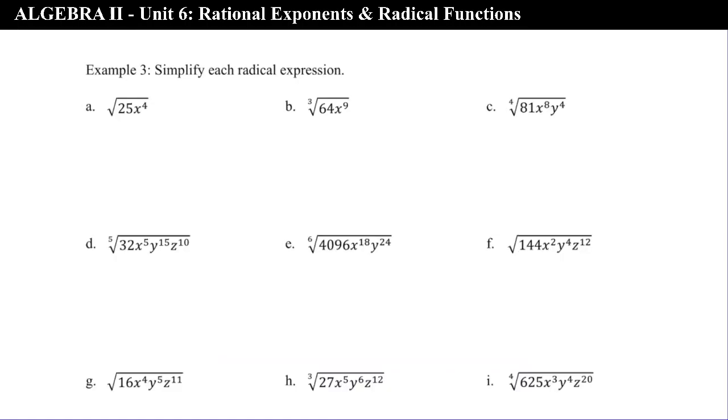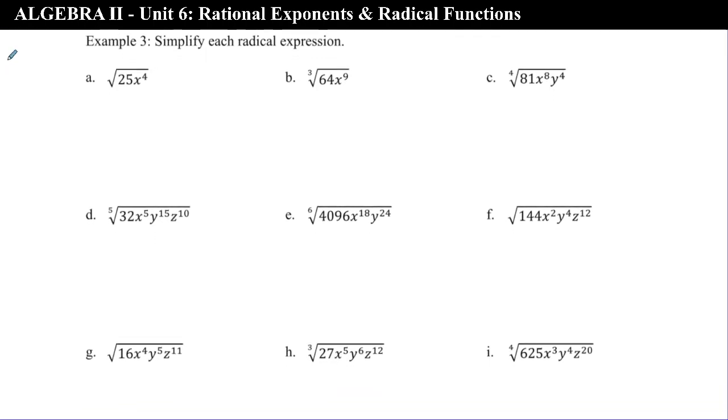So let's try a few of these. We're going to simplify each radical expression. Well, this one we can break up because of our product property. Square root of 25 times the square root of x to the 4th. Square root of 25 is 5. And then the square root of x to the 4th, we have 4 divided by 2, because remember, there's always an imaginary 2 here when there's no number. 4 divided by 2 is 2, so you get 5x squared.